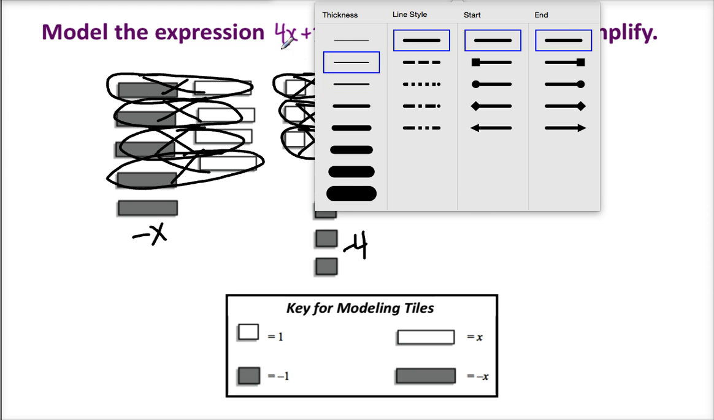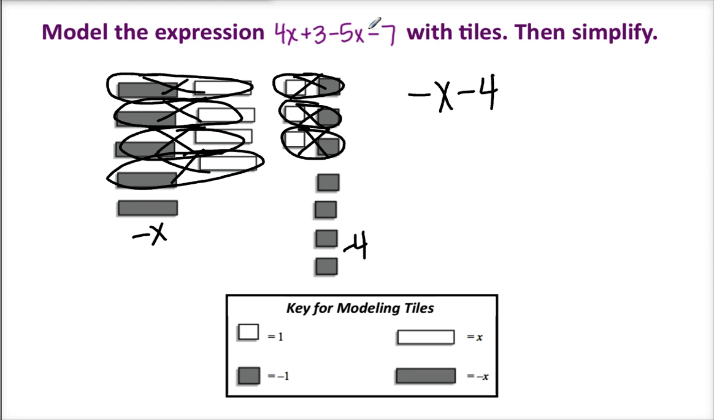Now you'll notice, let me make this a little smaller, in our equation, if I combine a 4x and a negative 5x, that gives me negative 1x, right? So on my calculator, I would do 4 minus 5, and that would give me negative 1x's. And then if I combine 3 and negative 7, 3 plus a negative 7 is negative 4. So hopefully using the tiles can help you see how we have simplified this to be negative x minus 4.